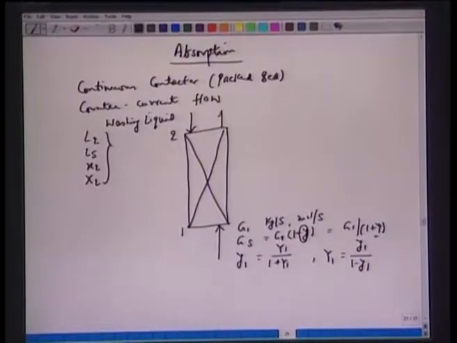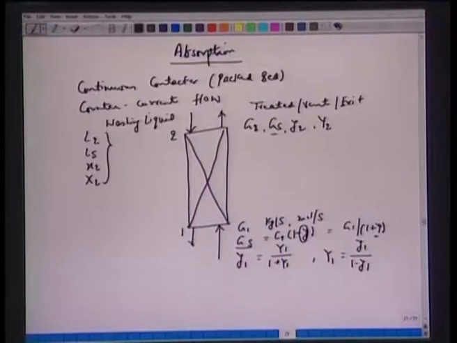The gas effluent which leaves from here, treated gas or vent or exit, has flow rate G2 or GS. GS is the same as this GS because it's a solvent-free flow rate. y2 and capital Y2. At 1, we have this spent liquor or spent liquid. This has L1, LS, x1, capital X1.